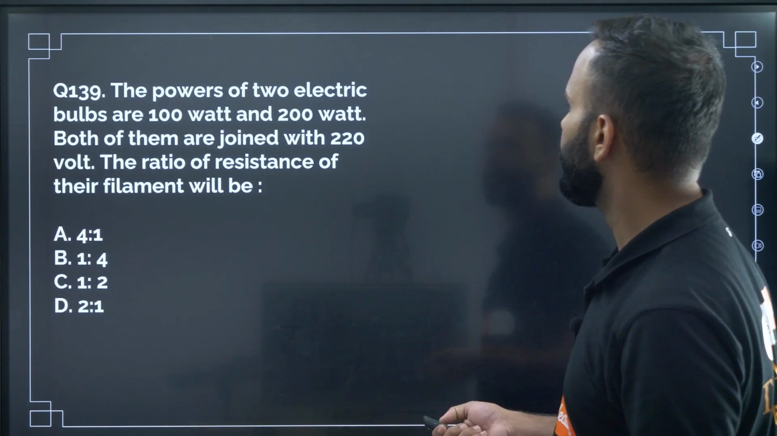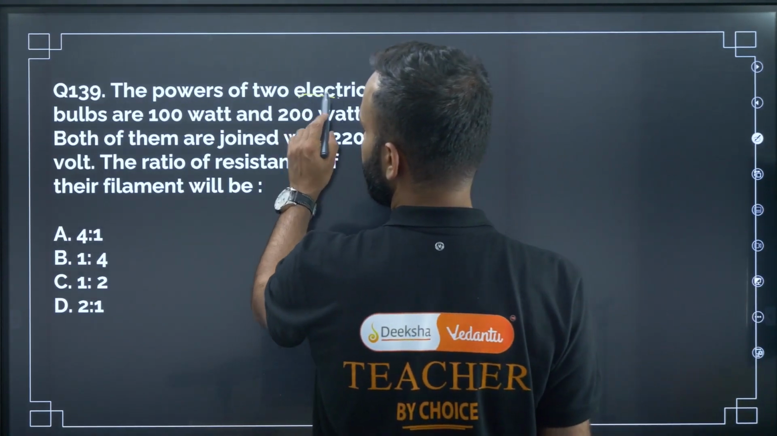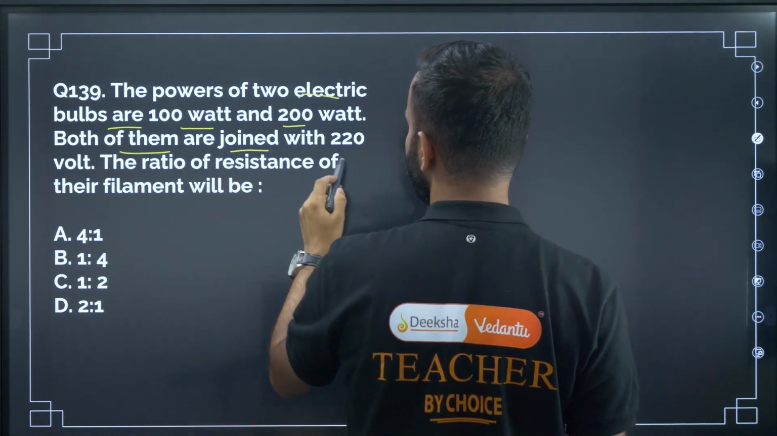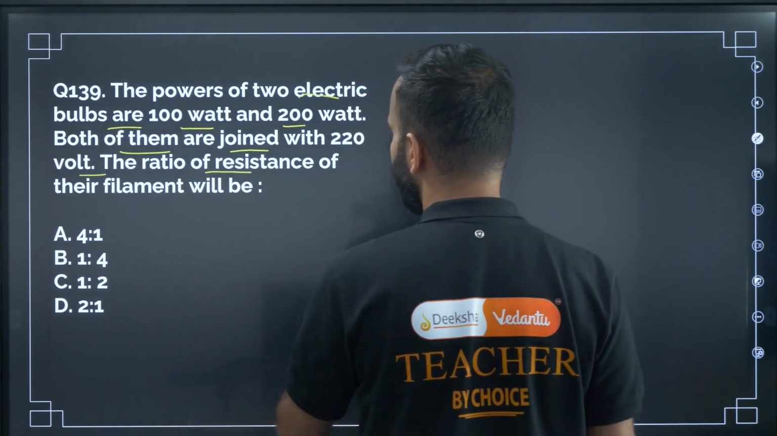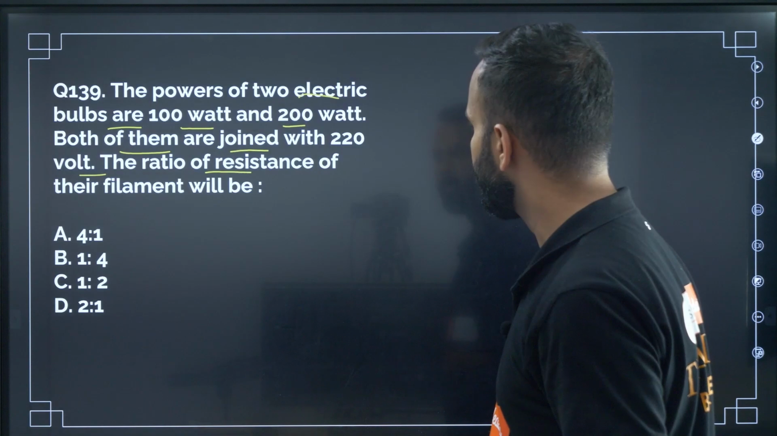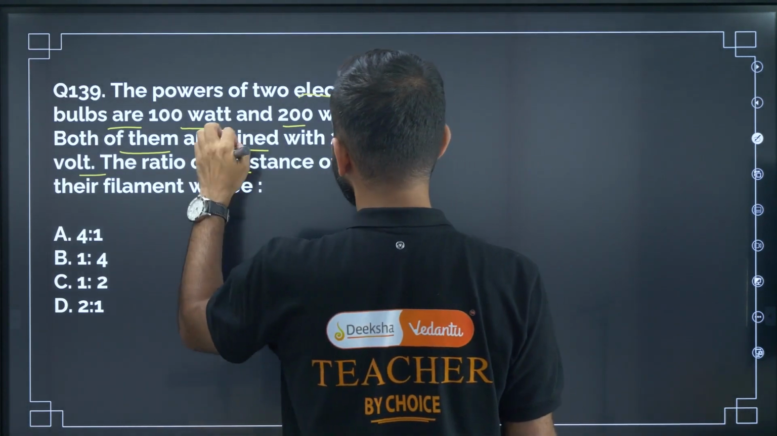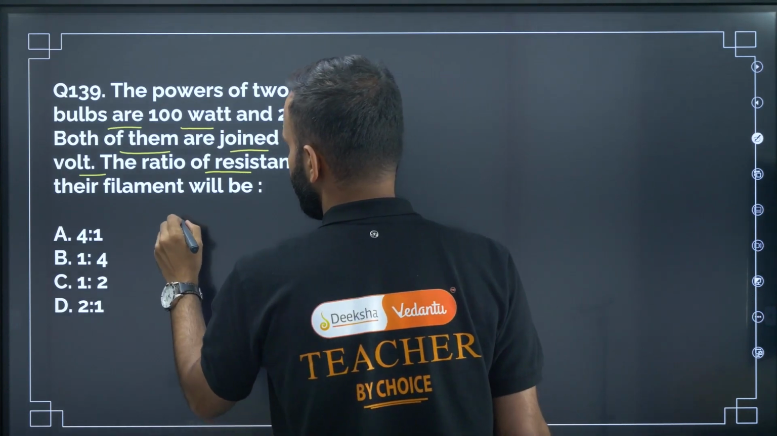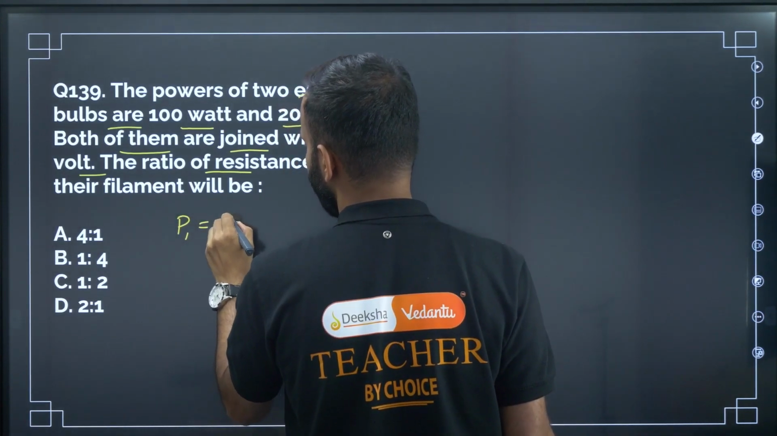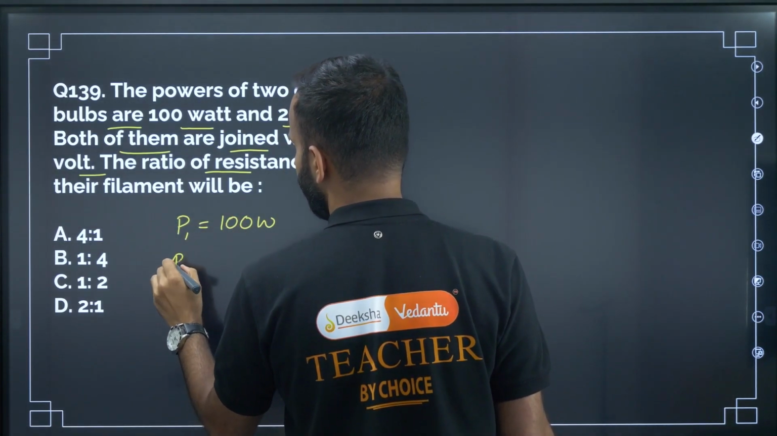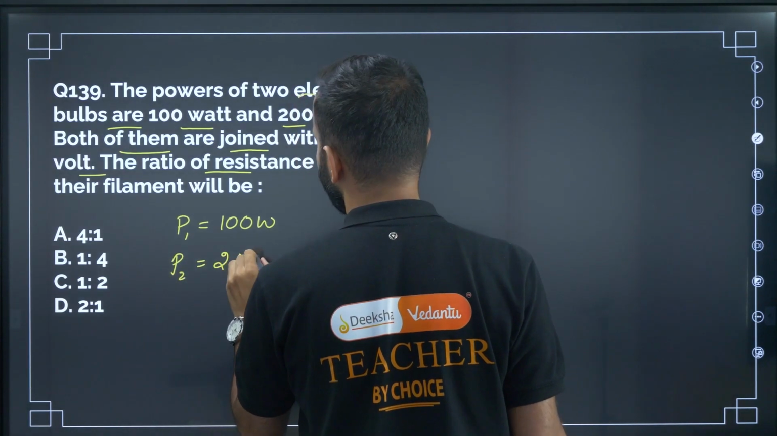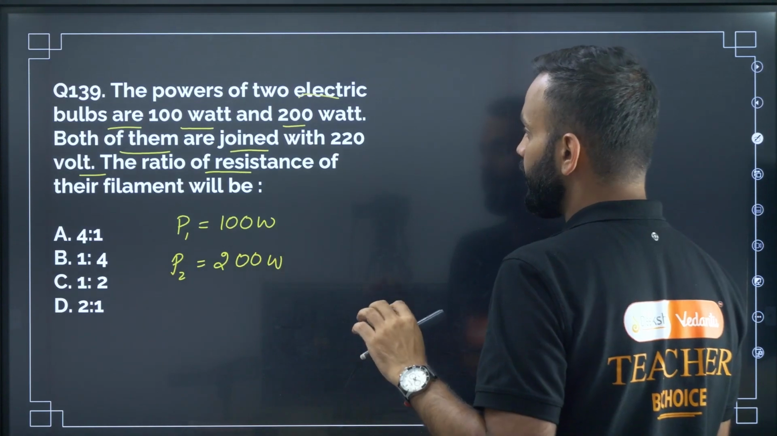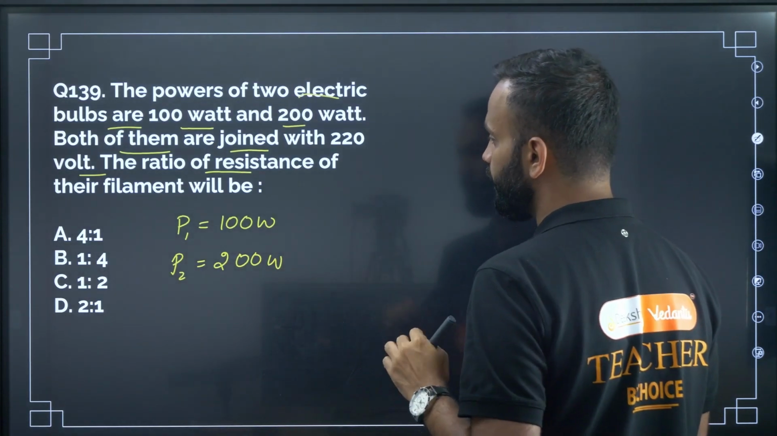Question number 139. The powers of two electric bulbs are 100 watt and 200 watt. Both of them are joined with 220 volt. The ratio of the resistance of their filament is, okay, here the power of the two electric bulbs are 100 watts and 200 watts, right? So P1 is equal to 100 watt, P2 is equal to 200 watt. So we need to find the ratio of the resistance of their filament.